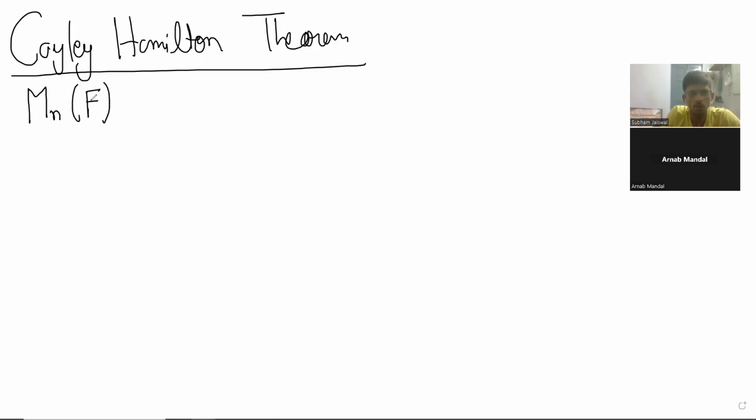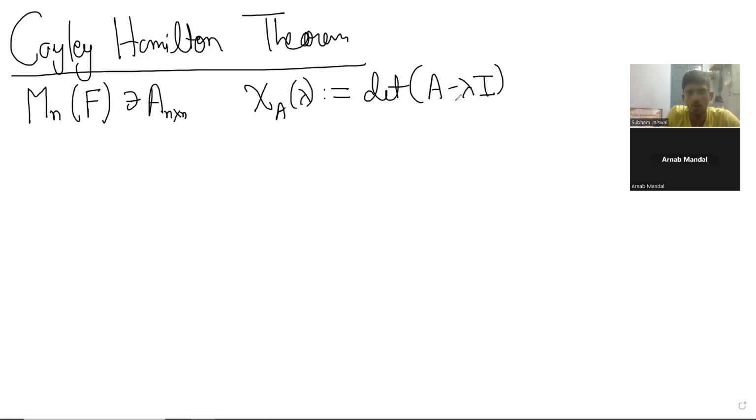So let's take an arbitrary field and let's look at this ring. Okay, I'm just writing it like this. So there is this thing, and then you have defined the characteristic polynomial of A. This is already defined: the determinant of A minus lambda I. And then the theorem claims that this thing is equal to 0. Obviously, this is a zero matrix.